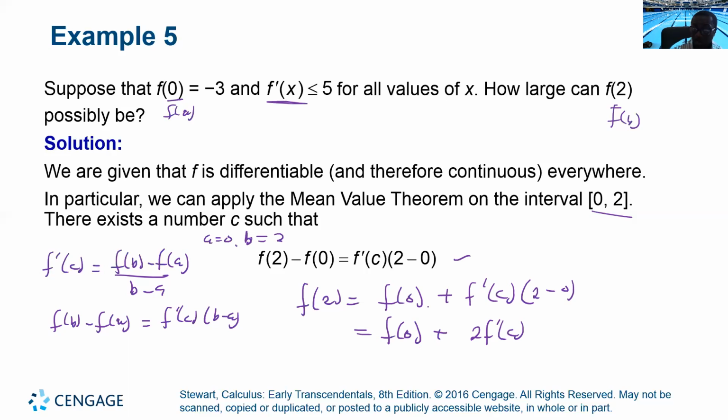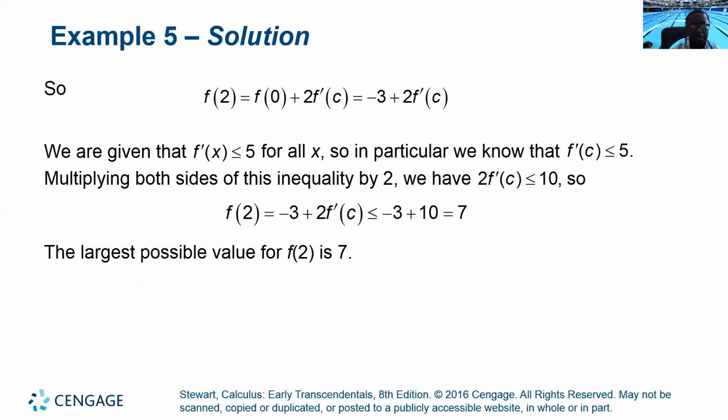Okay, so then what next? How do we determine the maximum value of that? This is what we just did. If you substitute that in, then f of 2 is equal to negative 3 plus 2 f prime at c, because the question says f of 0 is negative 3. We are given that f prime is less than or equal to 5 for all x. So in particular, f prime of c is less than or equal to 5.